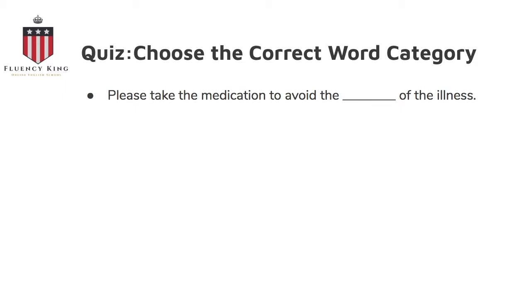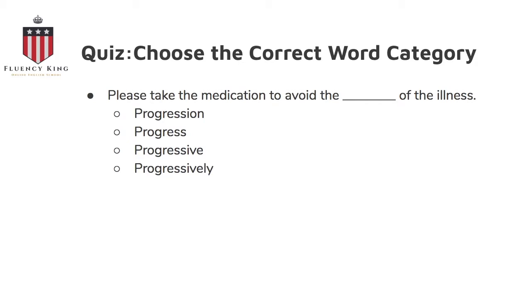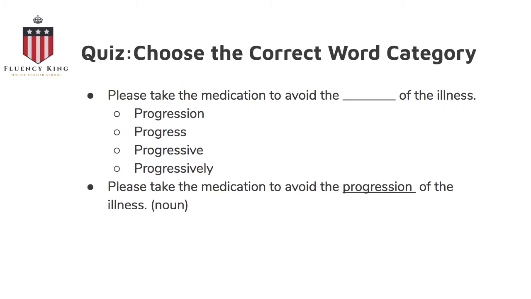Next one. Please take the medication to avoid the blank of the illness. Would it be progression, progress, progressive, or progressively? That would be the noun form. Please take the medication to avoid the progression of the illness. We know this because there's a "the" there. Usually there's going to be a noun following "the" or "a". And there's no adjective, so we can assume that it's going to be just a noun there.